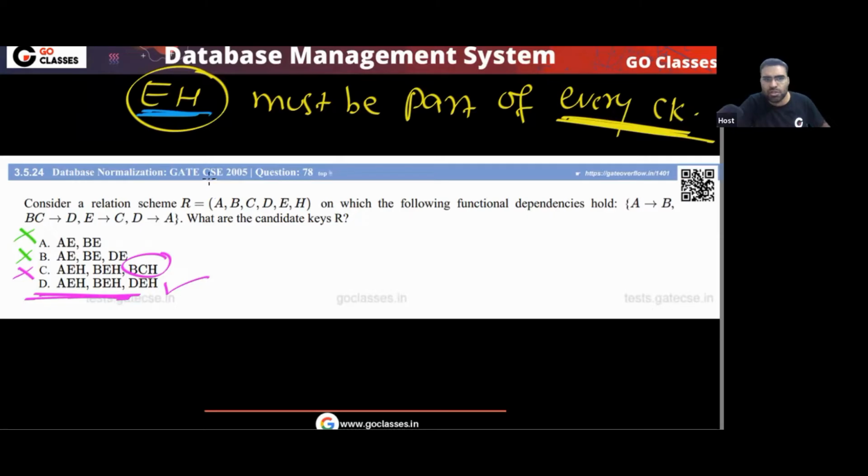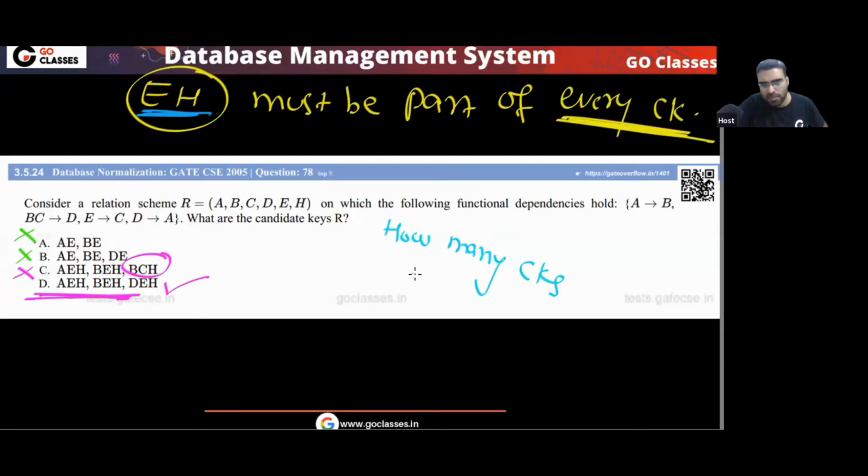Actually, you don't have to solve this question. The answer will be option D, yes or no? You can easily see that. In the GATE exam, you can directly say the answer is option D because you can eliminate A, B, C. These options you can eliminate.